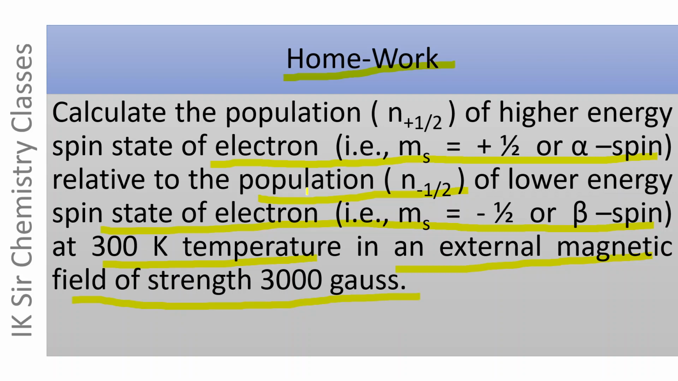This problem will be solved with the help of Boltzmann distribution law, and the answer of this problem is 0.9986. This is the population of higher energy spin state of electron relative to the lower energy spin state of electron at 300 Kelvin temperature if the applied magnetic field strength is 3000 Gauss. This is the answer. Solve the problem. Its solution will be given in the next video.